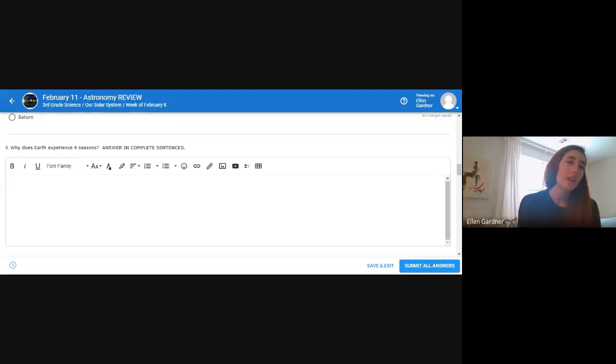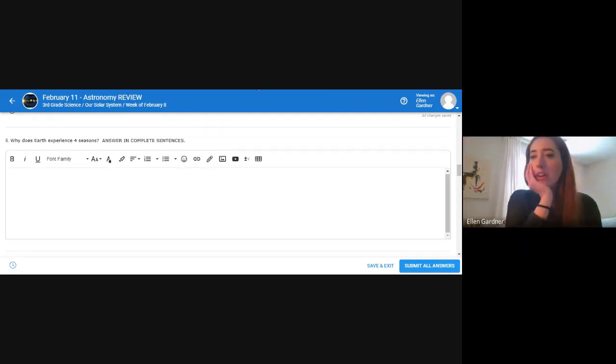Why does Earth experience 4 seasons? Answer in complete sentences. So why does Earth have 4 seasons? Many of you have given good answers on quizzes with this before. It's because of the tilt of the Earth. There is a top part of the globe and lower portion. This top part of Earth is called the northern hemisphere. The bottom part is the southern hemisphere. And depending on which one is getting more direct sunlight, that one is experiencing summer and the other one is experiencing winter. So have something to say along those lines. Make sure that is in complete sentences.